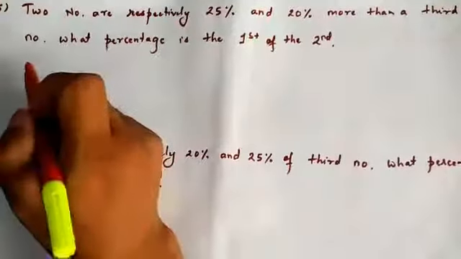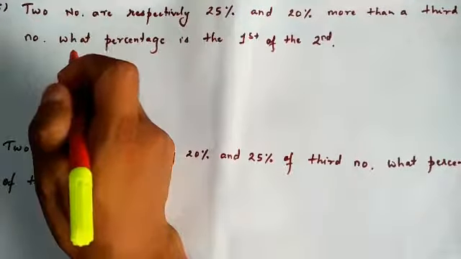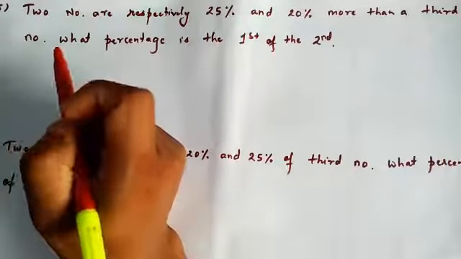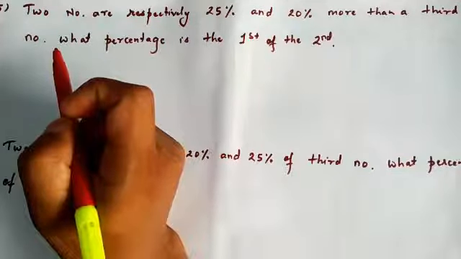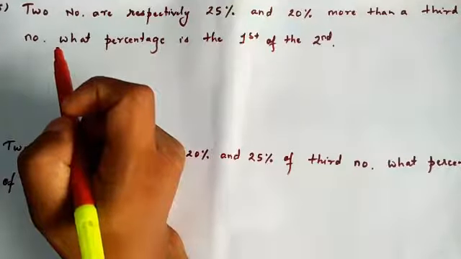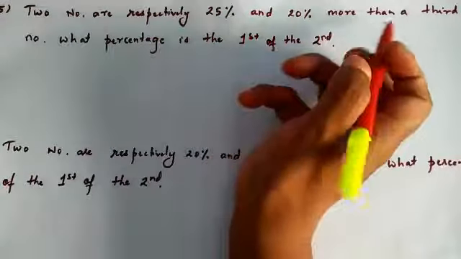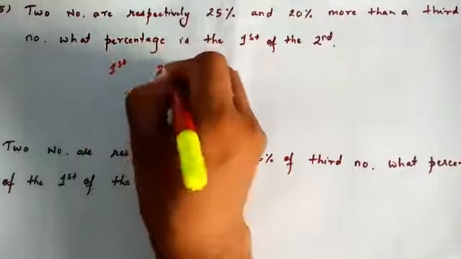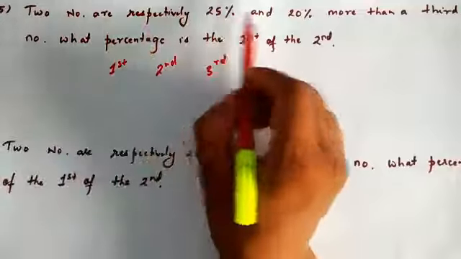The next question: two numbers are respectively 25% and 20% more than a third number. What percent is the first of the second? This one is quite important, because I have often seen these questions coming in competitive examinations, WBCS, and even in CGLs. So two numbers are respectively 25% and 20% more than the third number. We have to consider the three numbers.